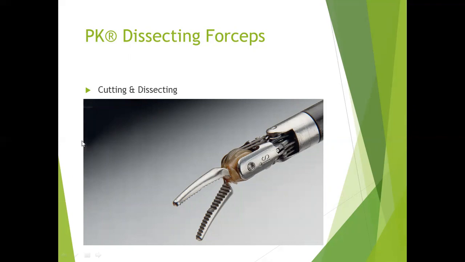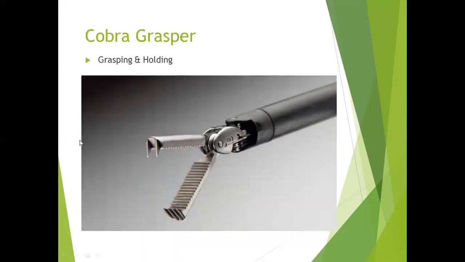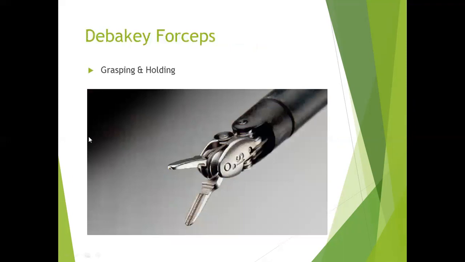Because they look like other things. You got a cobra grasper. It's not called a mother-in-law in here. It's called a cobra grasper. Kind of looks like one too. You got the DeBakey forceps. They're a little different. You see they're straight, but they are DeBakey in the mouth.